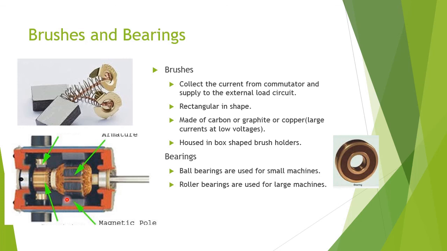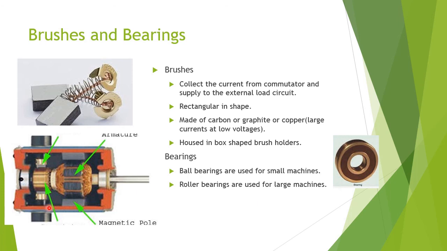This is the field poles. Here the armature slots, this is the brushes, here the commutator. So these brushes collect the current from the commutator and transfer it to the load. This may be a rectangular shell. It is made up of carbon or graphite or copper. It is housed in box-shaped brush holders, and then the bearings. Here this part is the bearings.